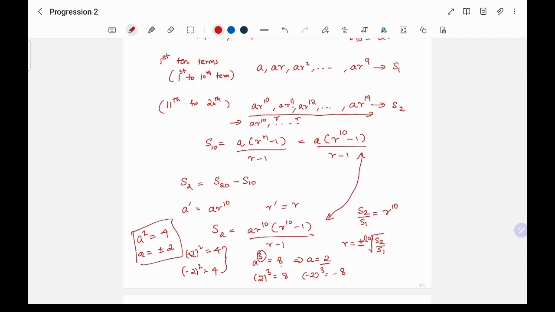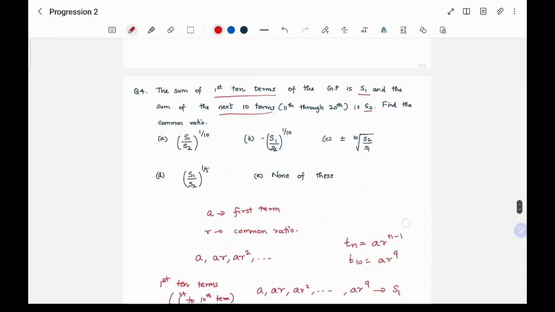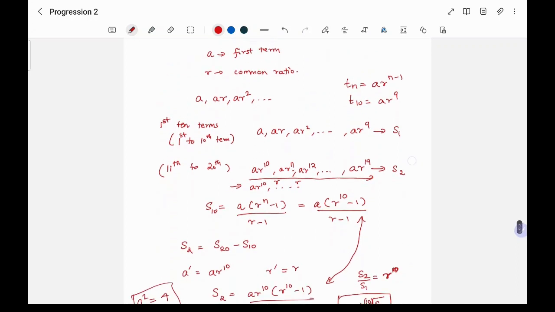So for real roots, you will only have one real root for odd powers, right? For even powers you will have this plus or minus. That's why for r to the power 10 you will have this plus or minus also. Okay, so the correct answer is option C, right?